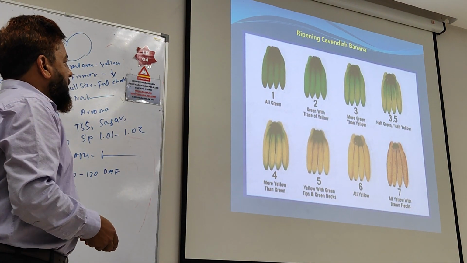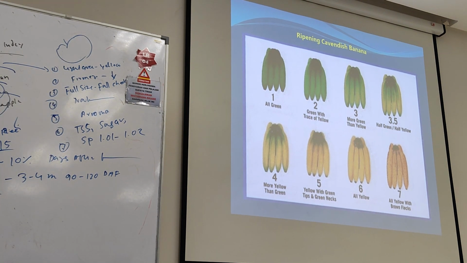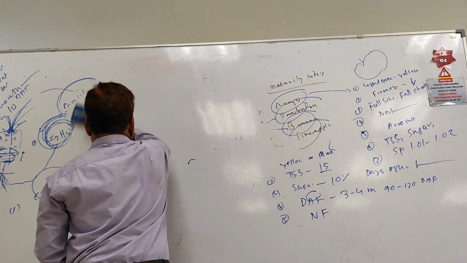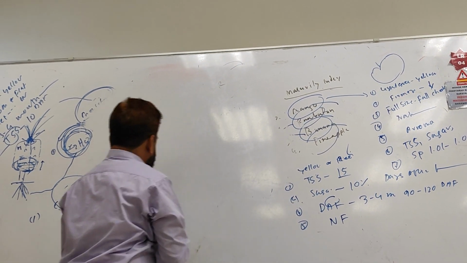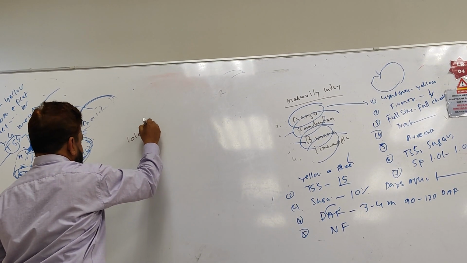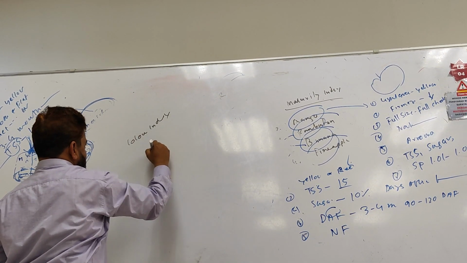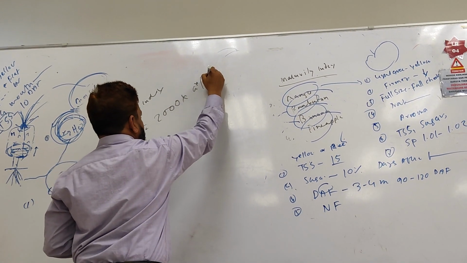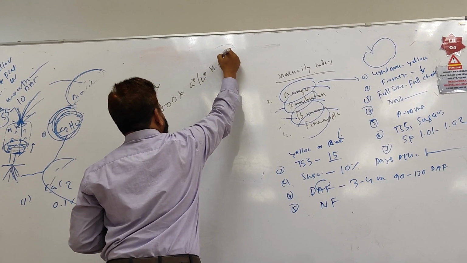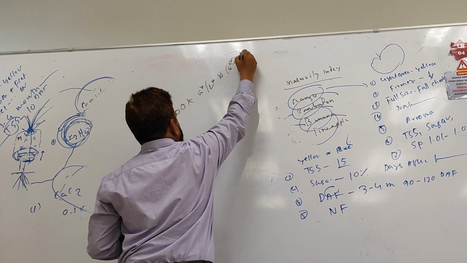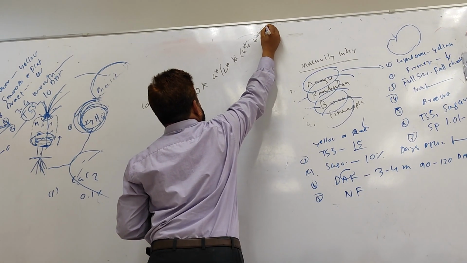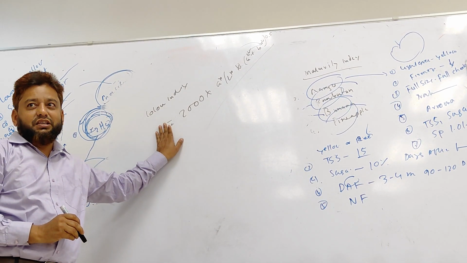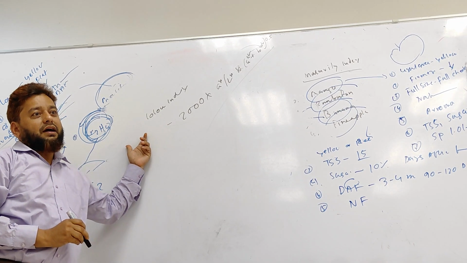So for Cavendish banana, for color index. Color index is equal to 2000 times a star divided by L star times the square root of a star squared plus b star squared, to the power of 1.5. I wrote one equation. This equation we can call the color index.